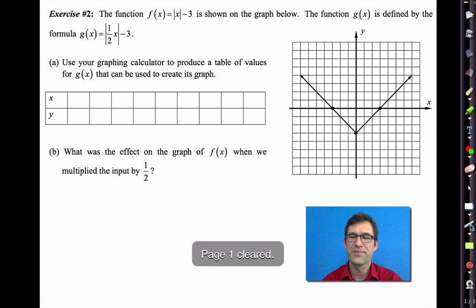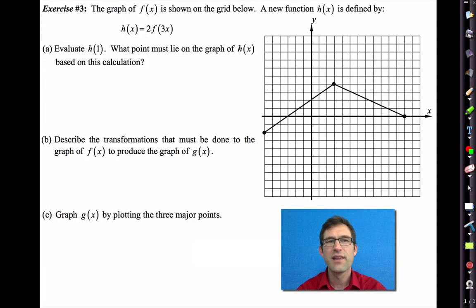Okay, here we go. Let's do one more problem. Maybe the hardest thing in function transformations is to put multiple ones together.